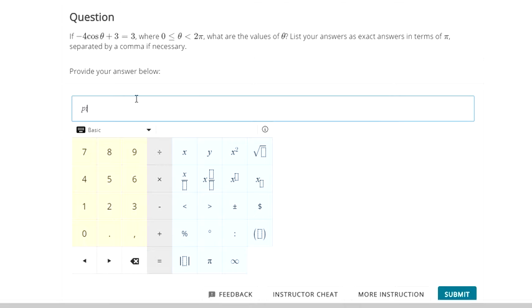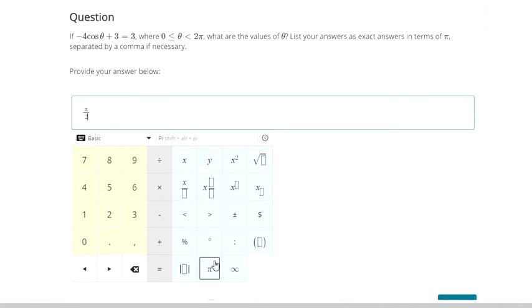To type that in, I'm going to type, oh no, I can't type pi. I've got to click pi over 2. And then it says to put a comma. So just make sure to arrow out, then put your comma, and then put 3 pi over 2.